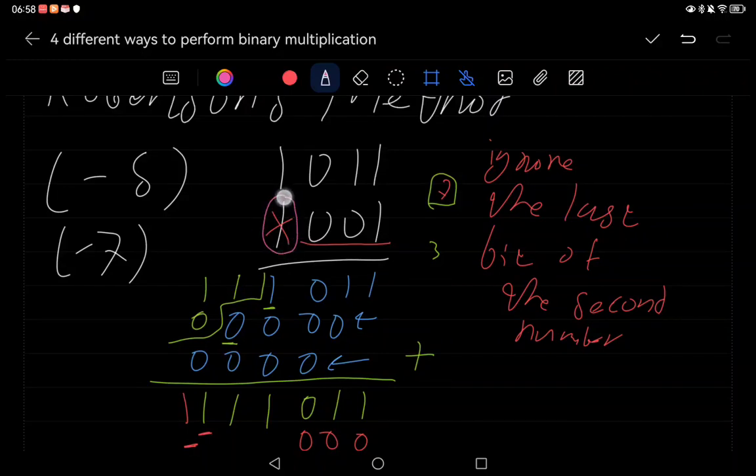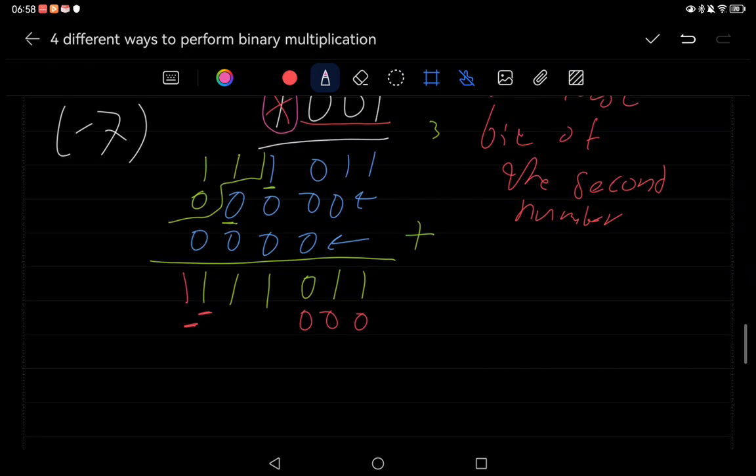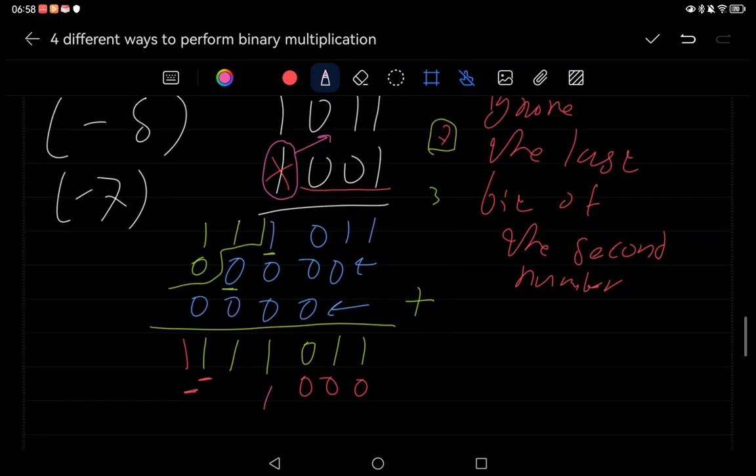The number that I ignored, I will multiply it with the first number. In my case here, I ignored the 1, so I'll multiply the 1 with the first number. 1 multiply with 1, I will get a 1. 1 multiply with 1, I'll get a 1. 1 multiply with 0, I will get a 0. And 1 multiply with 1, I will get a 1.